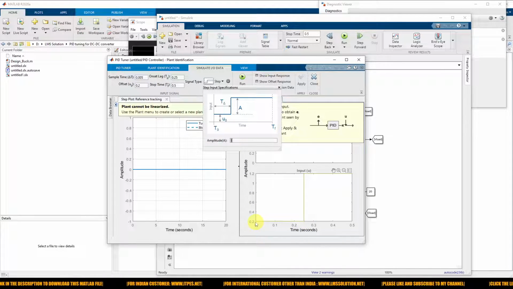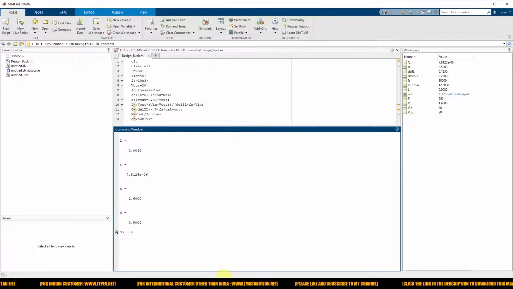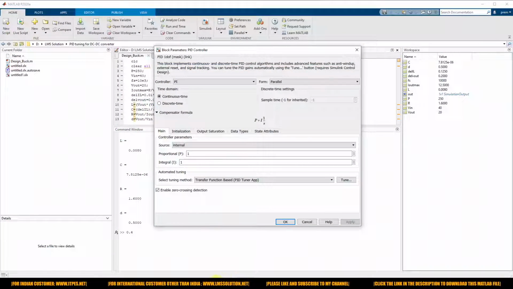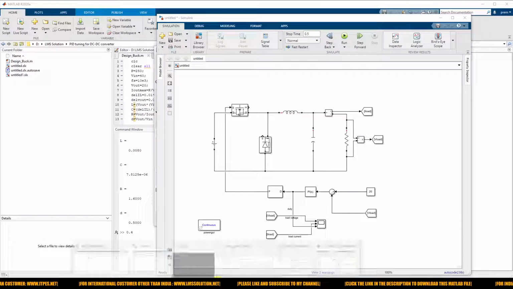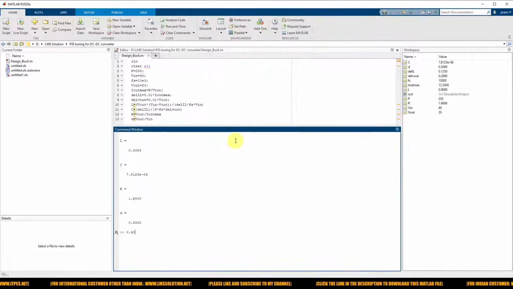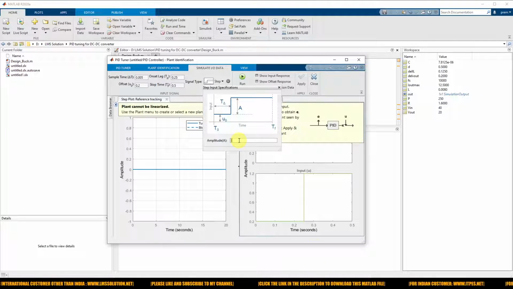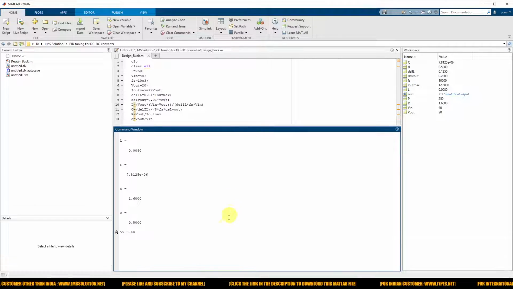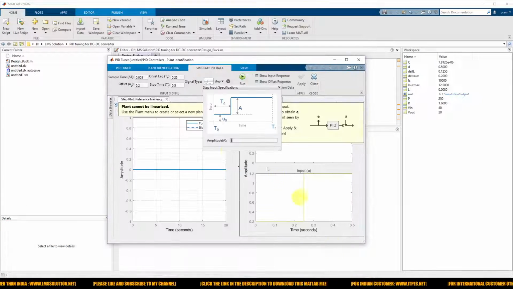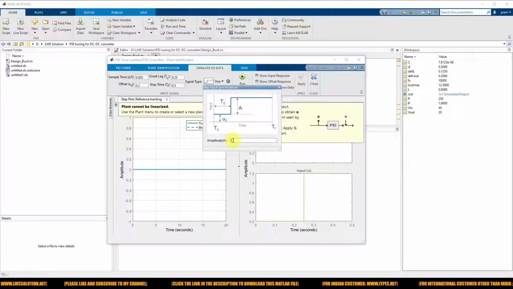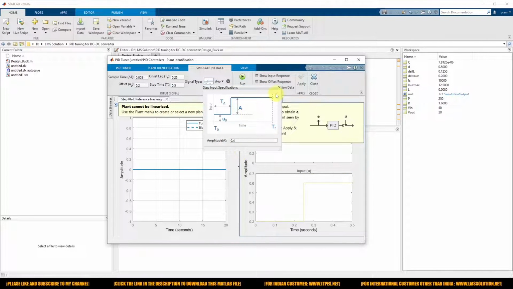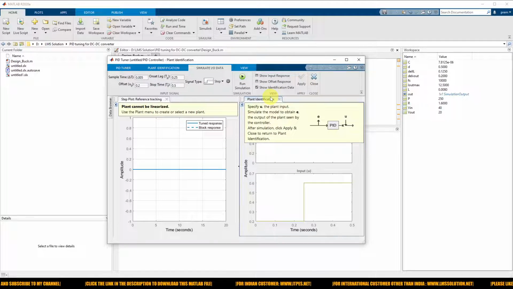So this is the input signal for the plant, right? It's 0.2. So I'm going to fix the amplitude. This amplitude I'm going to fix at 0.4, at 0.4 seconds.